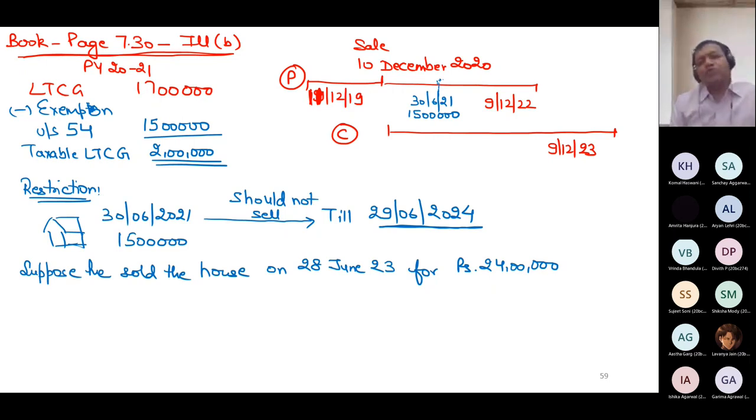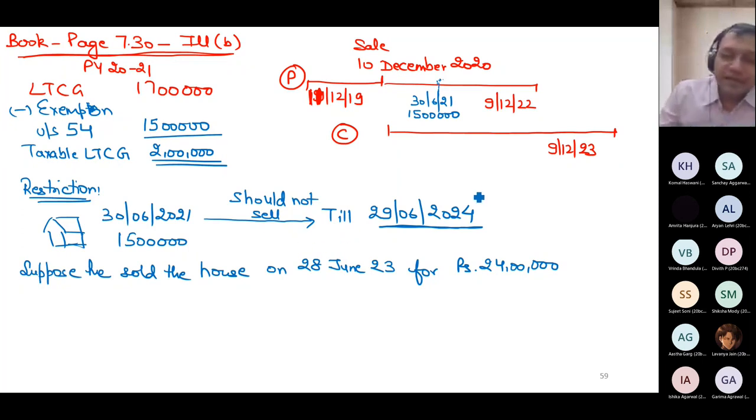He should not sell this house till 29th June 24. That means till 3 years from the date of its purchase or construction, whatever is the case. Till 3 years you have to keep this house with you. If you sell the house during this 3-year period, then what will happen? Now logically, can you tell me what will happen? Logically, I'm not telling you the provision. You have to think rationally.